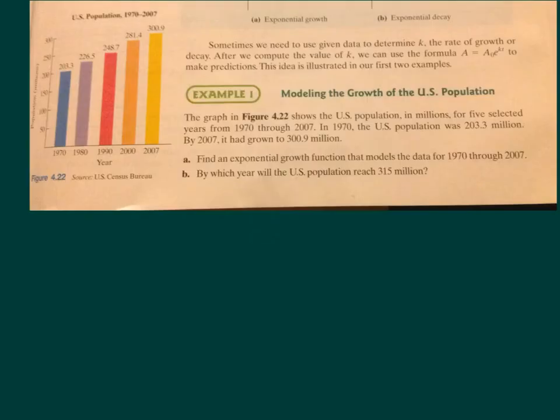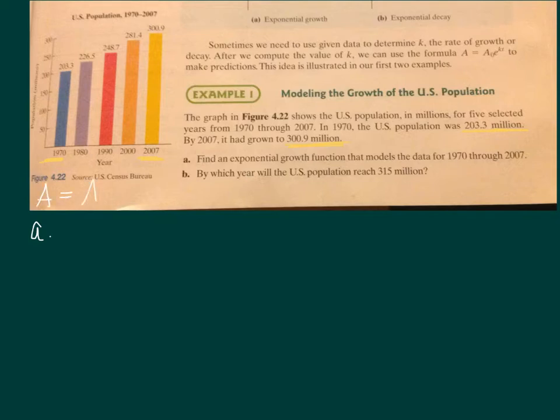So looking at example 1, we're looking at the growth model for the U.S. population, and if you look at the table, they're showing from 1970 through 2007. So we're looking at the population. And it says in 1970 it was 203.3 million, and by 2007 it had grown to 300.9 million. So A, find an exponential growth function that models the data for 1970 through 2007.